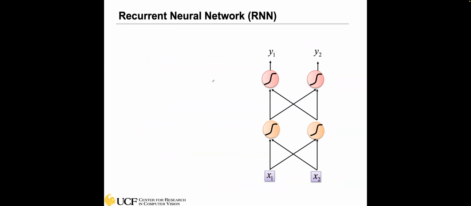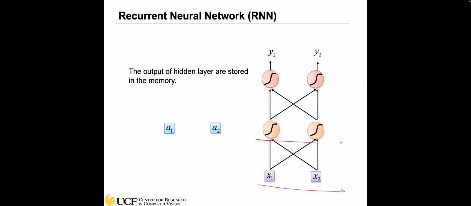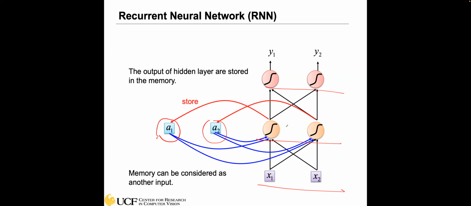A recurrent neural network is able to build this kind of memory mechanism. You have an input layer, a hidden layer, and an output layer. The hidden layer is able to store its values in memory. Let's consider these as two memory cells that store the output of the hidden layer.